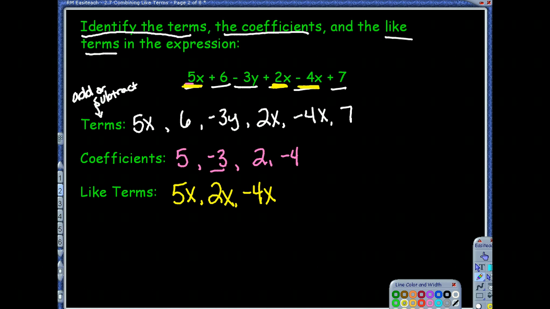I also have some other like terms. I don't have any other y's to combine my negative 3y with, but if you look at the constants, constants can also be like terms with one another. So our 6 and our 7 are also considered like terms.